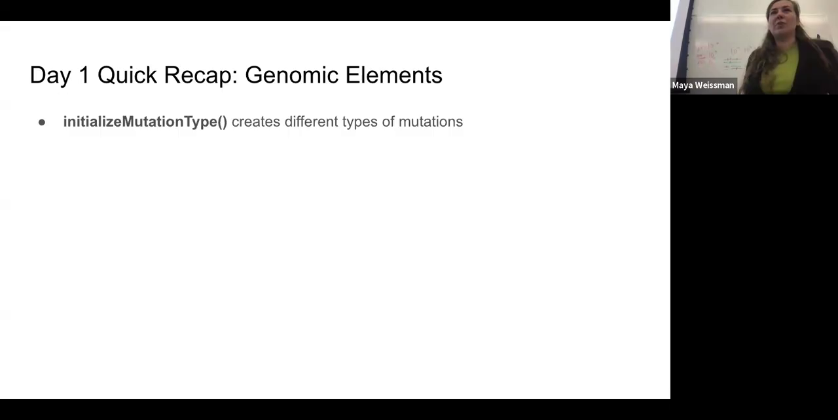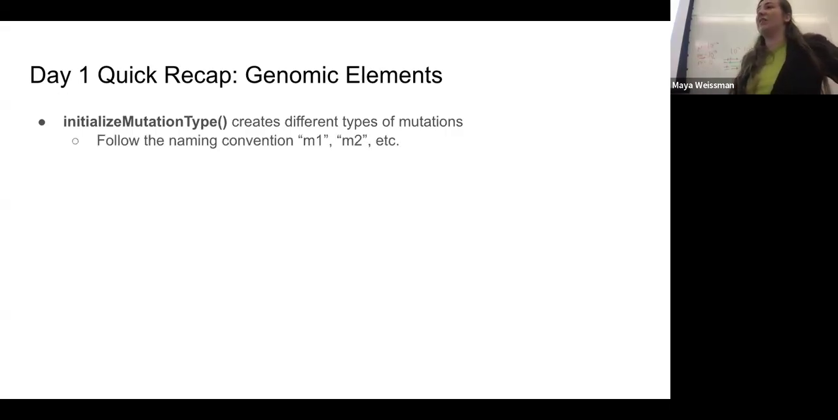Okay, I'm going to go through this again today in even more depth. But to go through different genomic elements, initialize mutation type is needed to create different types of mutations. And everything follows this naming convention of m1, m2, m3. Technically, you could have m1 and m2 both have the exact same selection coefficient, but SLiM would track them as different types of mutations. And I think in one of the recipes, it does that because it wants to keep track of neutral mutations that are in non-coding regions versus neutral mutations that are in coding regions.